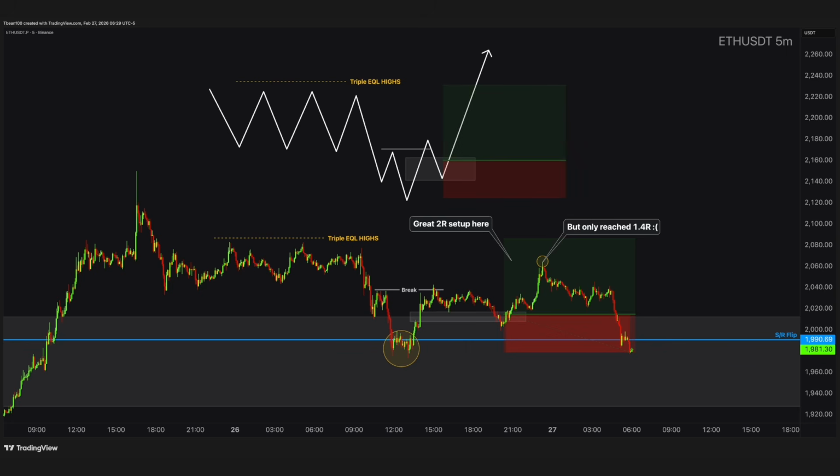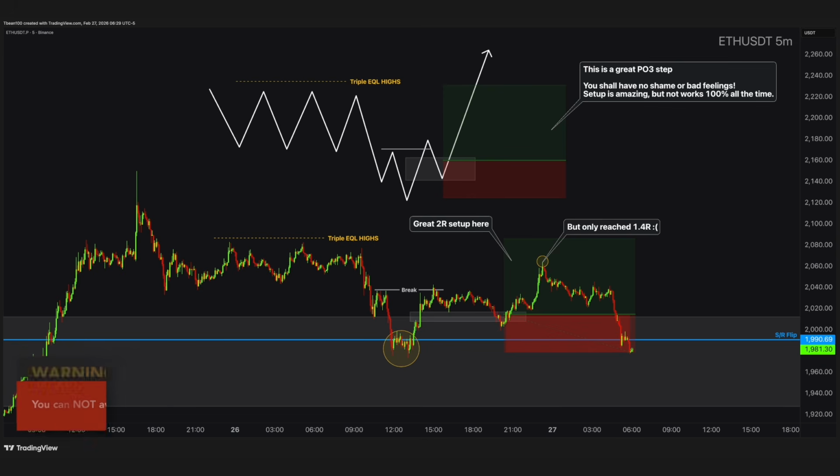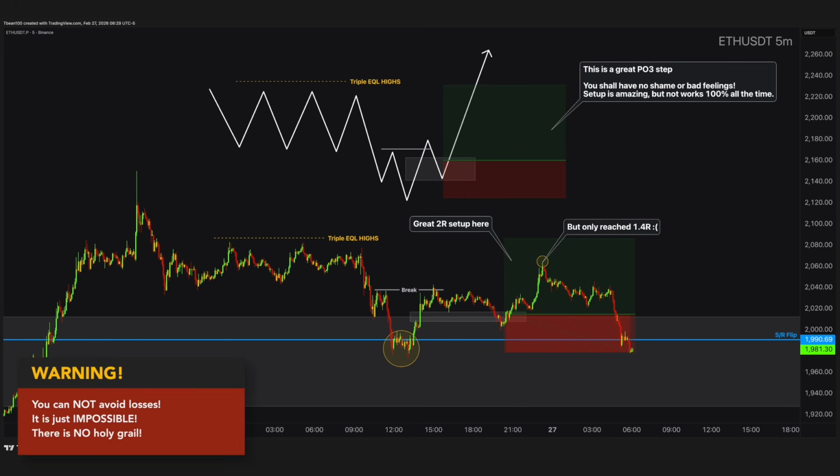In this specific example, it did not fully play out, and the setup ended up failing. But that does not mean you were right or wrong as a trader. It simply means that this time the setup just didn't work. In your trading journey, no matter what strategy you decide to use, this will keep happening. It doesn't matter if you trade trends, RSI, pure price action, smart money concepts, or just order blocks.